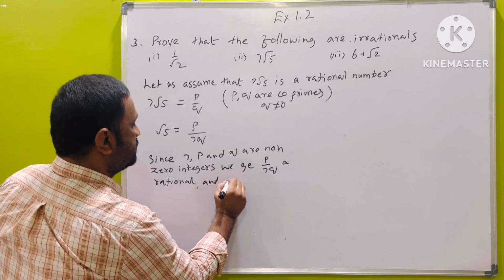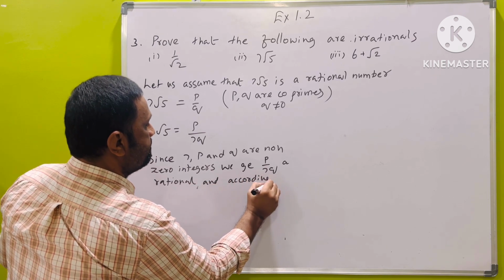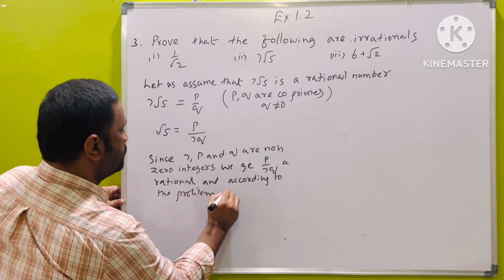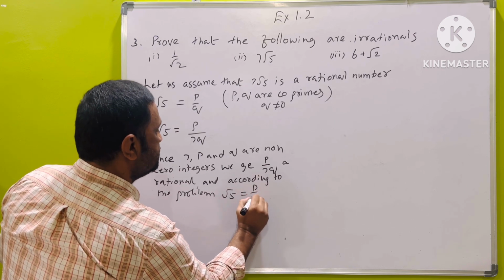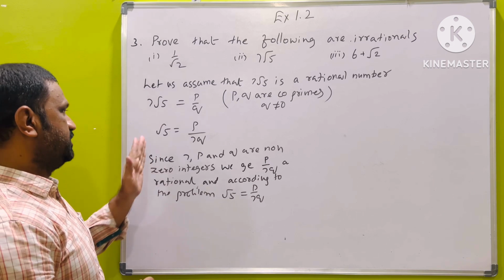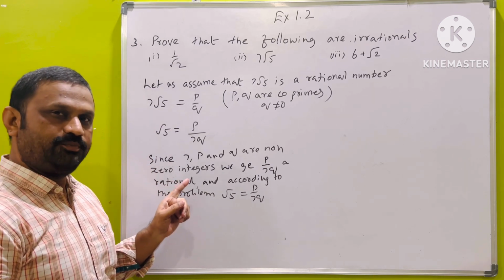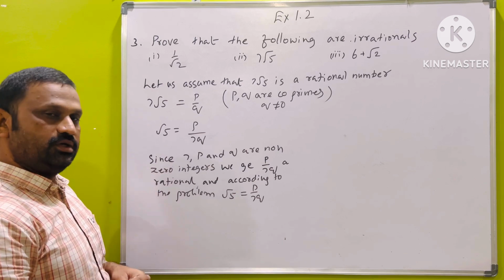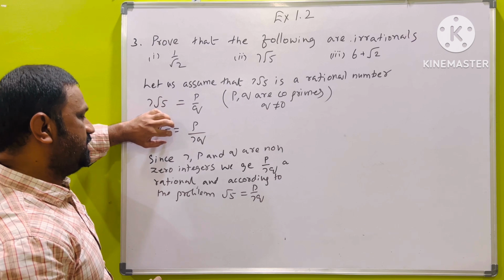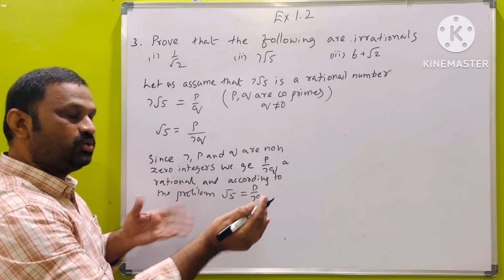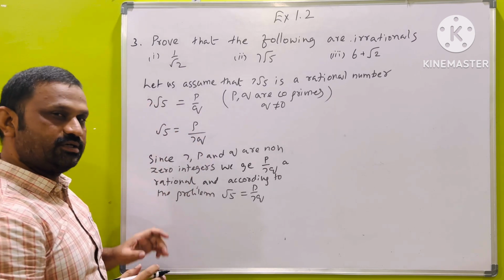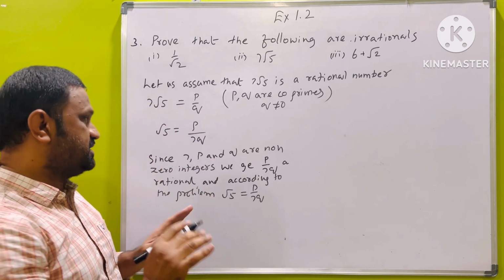And according to the problem, root 5 is equal to p by 7q. But observe the left hand side, there is root 5. There is a non-perfect square value under the square root. If you find a non-perfect square value under the square root, we can say that this is an irrational number. An irrational number cannot be equal to a rational number. This is a rational number and this is an irrational number. Is it possible? This is not possible.